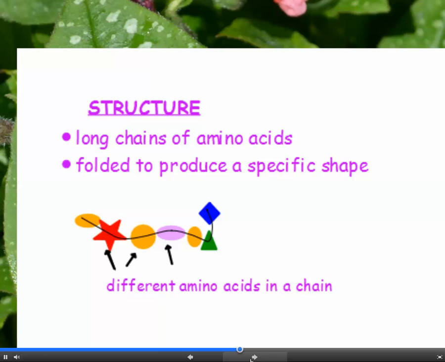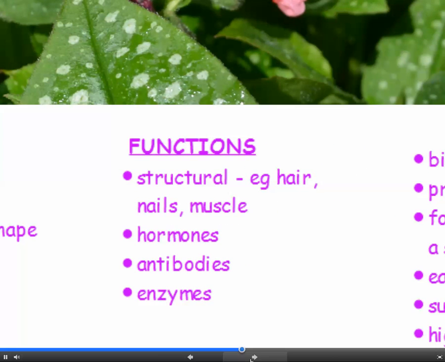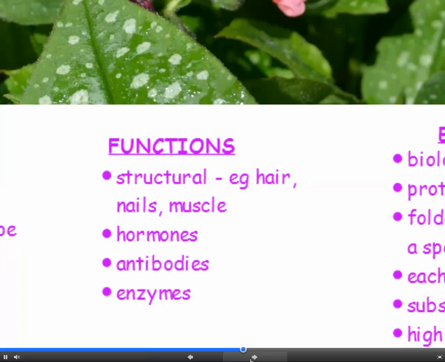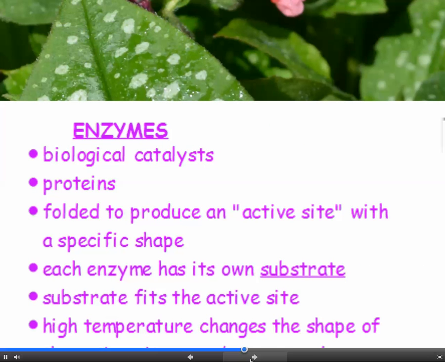Proteins are long chains of amino acids which are folded to produce a specific shape. Proteins perform many important functions. They can be structural proteins. In other words, they can go to make things like our hair, our nails, our muscles. They can be hormones, they can be antibodies, and they can be enzymes. An enzyme is a biological catalyst, and all enzymes are proteins.